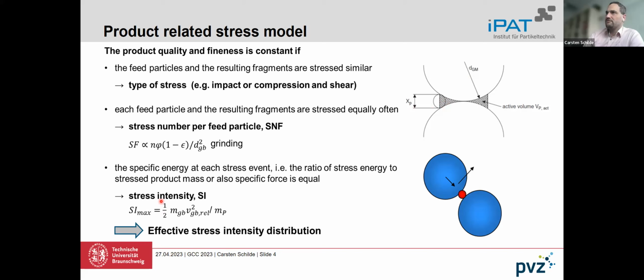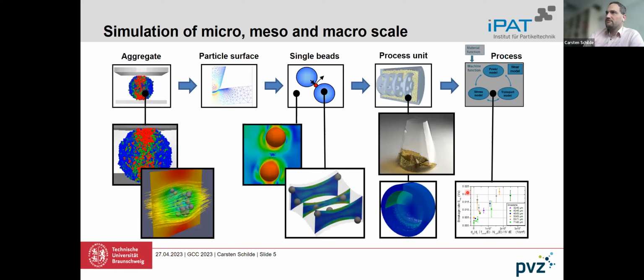And at the end, apart from the stress frequency and the number of stress events, we have also the stress intensity, which correlates more or less to the kinetic energy of the grinding beads in the contact. That means it's based on the relative velocity of our grinding beads. And these are the basis for our machine-related model. However, these basics depend on different parameters and different phenomena on different scales of our system.